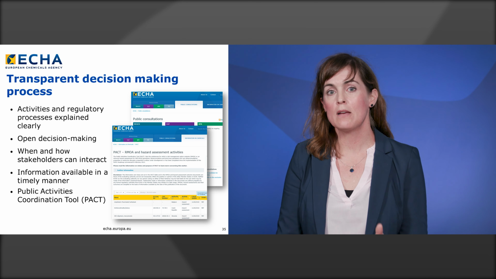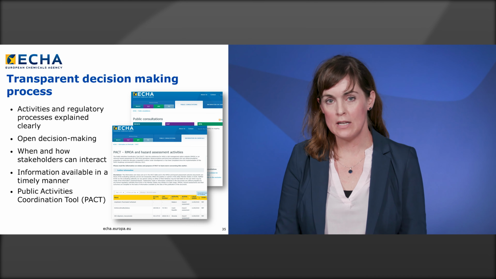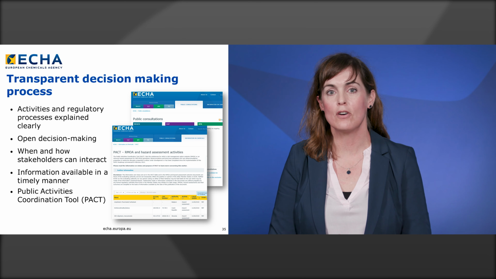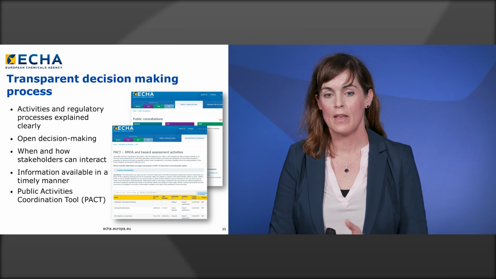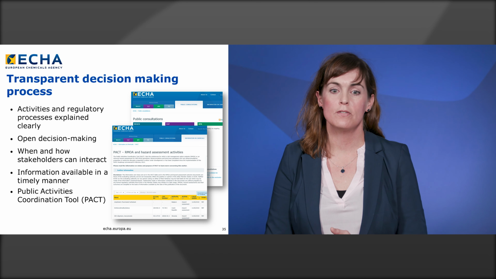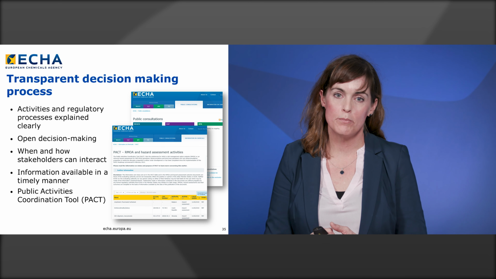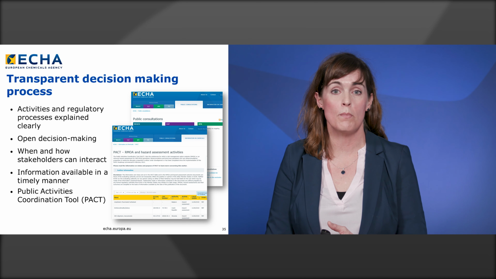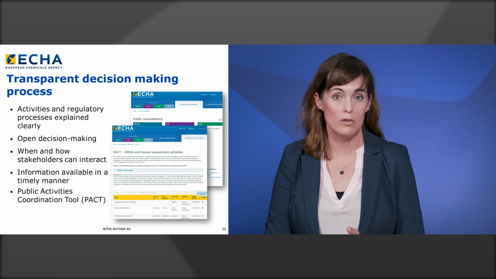But the decision-making process is also a very interesting aspect, a benefit, a positive impact of the regulation here in the EU. We are aware that industry wants to have predictability of the processes and decisions that are made concerning substances that they put on the market.